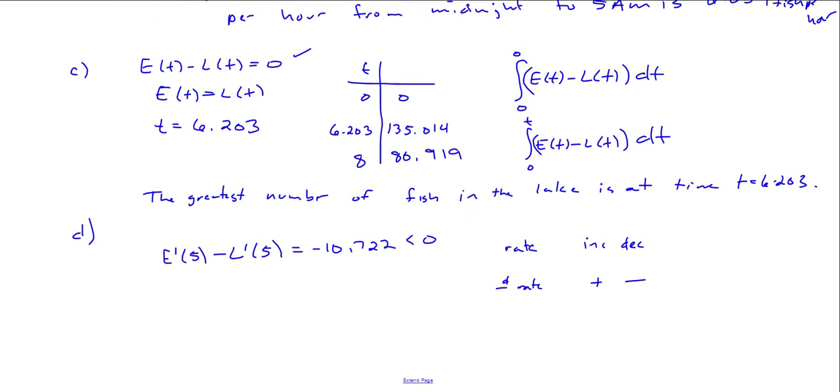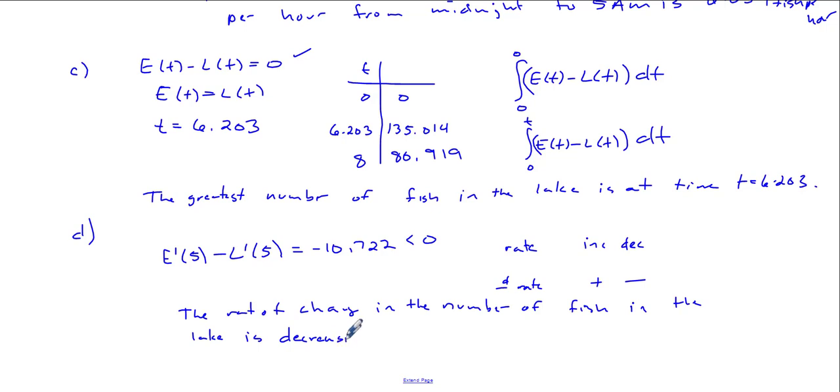Therefore, in conclusion, the rate of change in the number of fish in the lake is decreasing at 5 a.m. because E prime of 5 minus L prime of 5 is less than 0. Done.